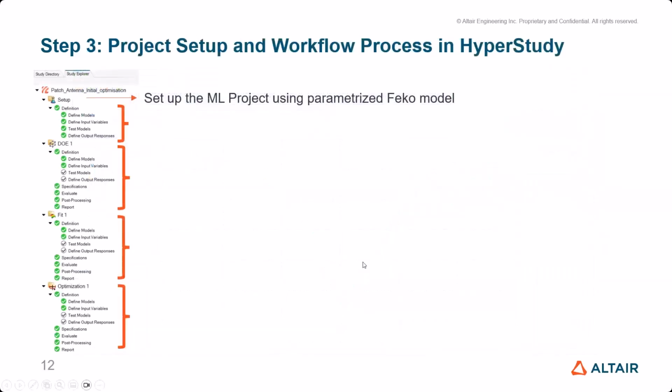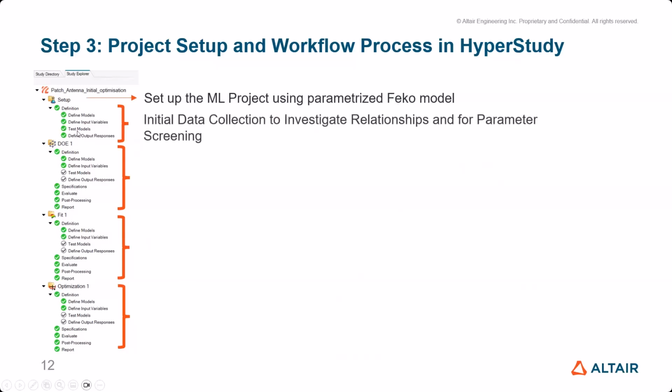So in HyperStudy, a couple of steps are involved. First is to set up the machine learning project using the parameterized FICO model. This is automatically done, the first step of it. In this step, there is initial data collection that is done. This is required to investigate the relationships for the parameter screening. So over here, it will just collect all of the data from FICO.